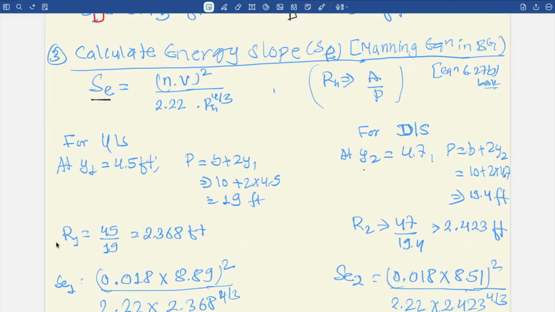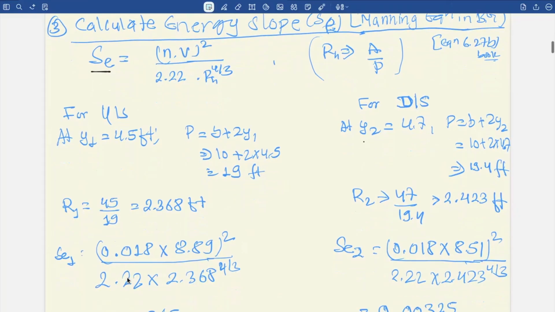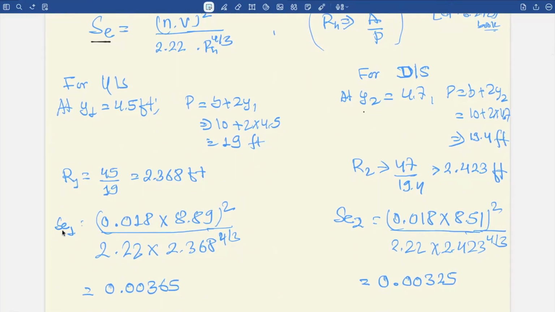So before we compute the hydraulic radius R, we need to compute the wetted perimeter. The wetted perimeter for a rectangular channel will be B plus 2 Y1. So that gives us 19 feet, and the hydraulic radius will be 2.368 feet. And so when we put all these values, the R value, we know the Manning n and V1 we already computed in the above section.